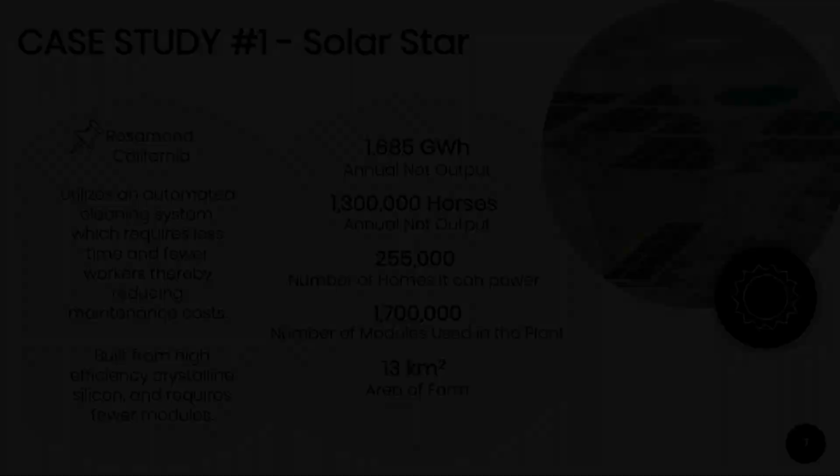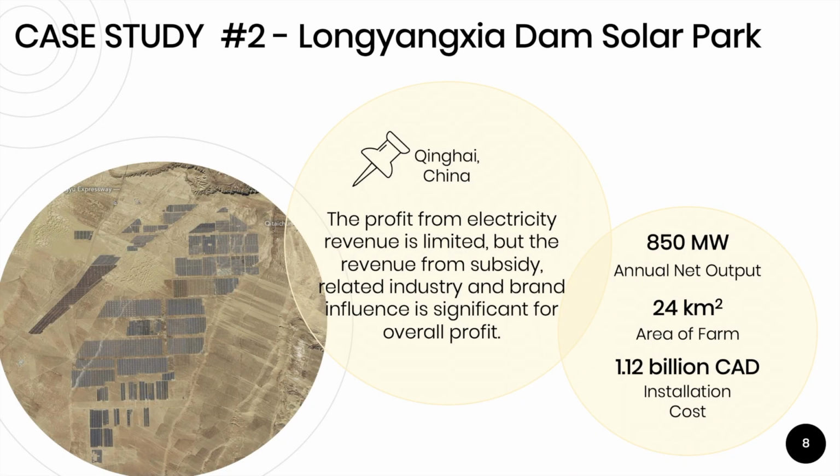The case study is about the Longyang Dam Solar Park. It is located in Qinghai, China, on the Tibetan Plateau at an altitude of 2,460 meters, covering 24 square kilometers. Project installation is costly at 1.12 billion Canadian dollars. The profit from the electricity revenue is limited, but the revenue from subsidy, related industry, and brand influence is significant for the company's overall profit.